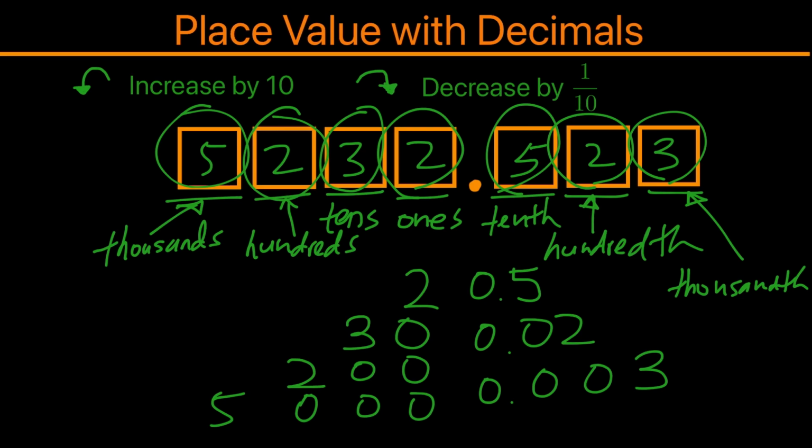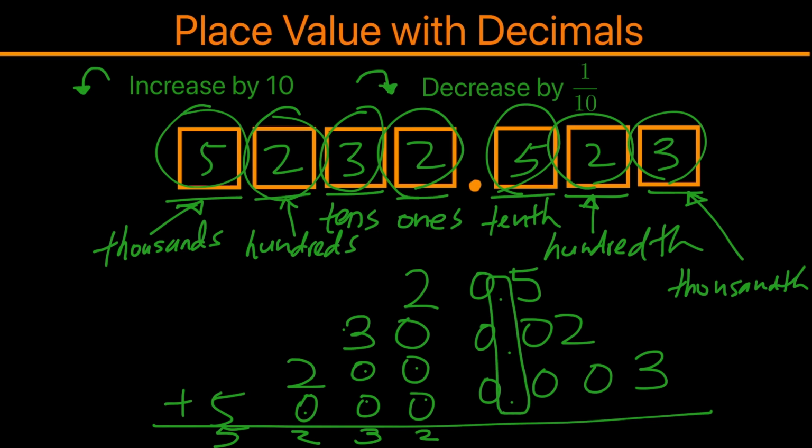Now, if you add everything together, we can see the number 5 in the 1,000th position, and then we have 2, because 2 plus 0 is 2, and then 3, 2 plus 0 plus 0 plus 0 is 2, and then we will have the decimal point, and then 5 plus 0 plus 0 is 5, 2 plus 0 is 2, and 3 comes back down. And you see that this number on the very bottom, 5,232.523, matches the number that we have from the example.